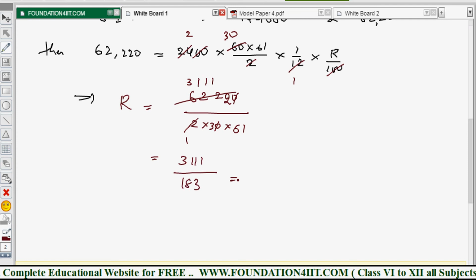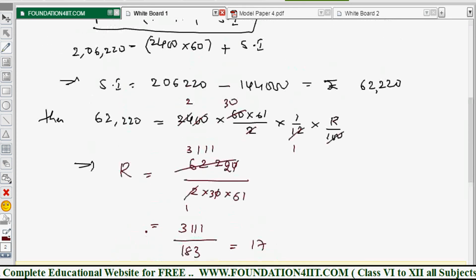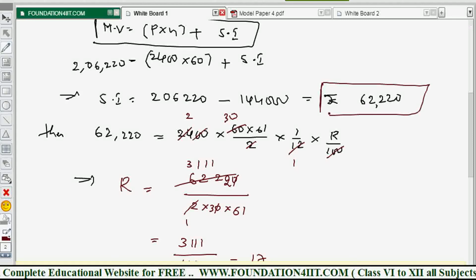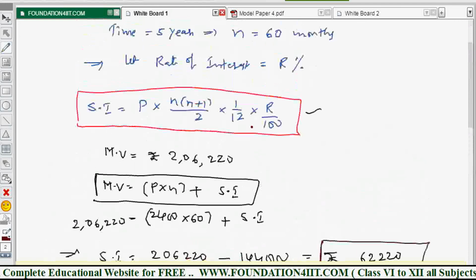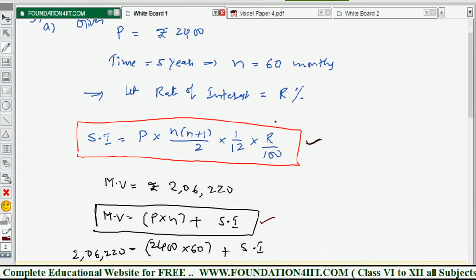So 183. 3,111 by 183 is 17. So 183 ones are 183, 17. I can use this 3 table also. So the rate of interest is 17%. So therefore the rate of interest is 17%. So this we needed to find out, and the simple interest is already got. Simple interest is 62,220, right? Just these two formulas we need to remember: maturity value and simple interest formula. Right. Now let's see the next question.